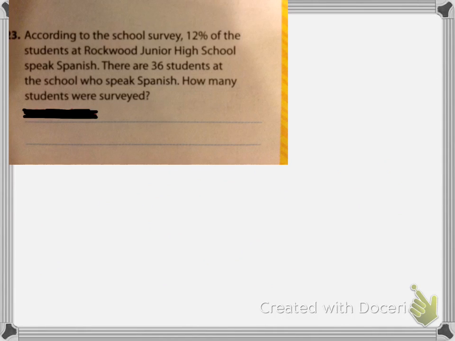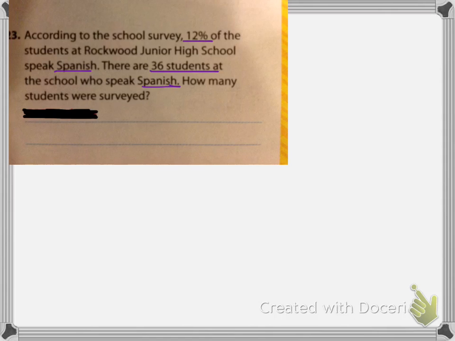All right, so now we're going to look at problem number 23. It says, according to the school survey, 12% of the students at Rockwood Junior High speak Spanish. There are 36 students at the school who speak Spanish. How many students were surveyed?